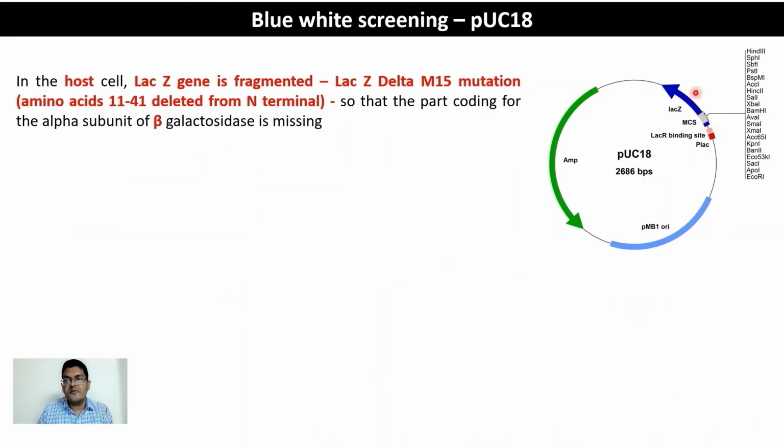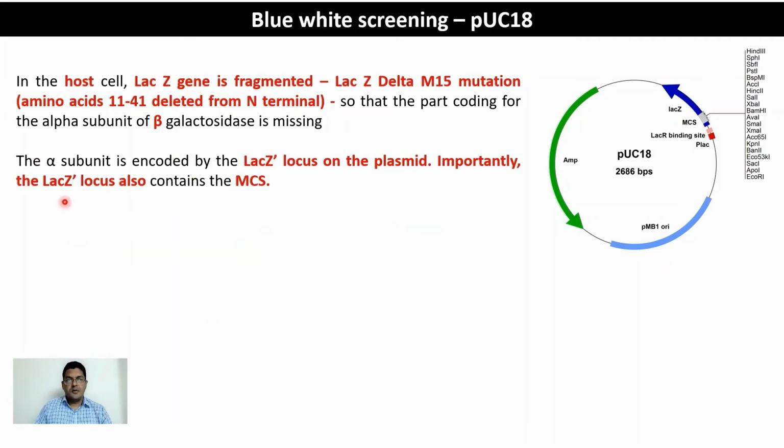Blue-white vectors can work with modified host cells where there is a deletion in the lacZ gene, so as to ensure that the alpha fragment is not synthesized from the host cell and only the omega fragment is synthesized from the host cell. And therefore, a functional beta-galactosidase cannot be formed by the host cell alone. The alpha subunit is encoded by the lacZ prime locus in the plasmid.